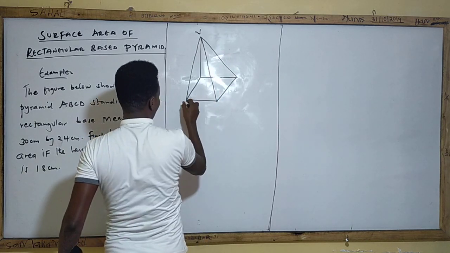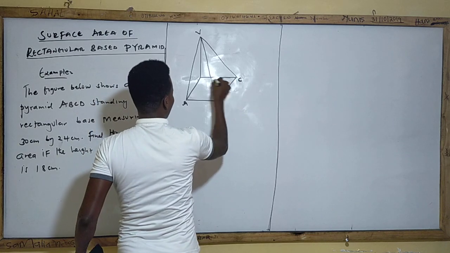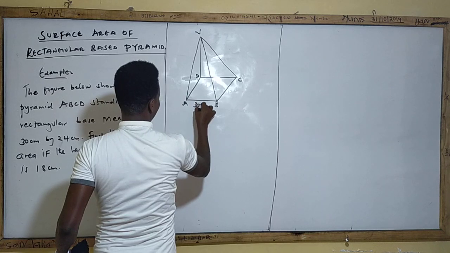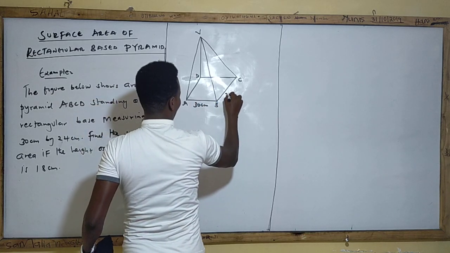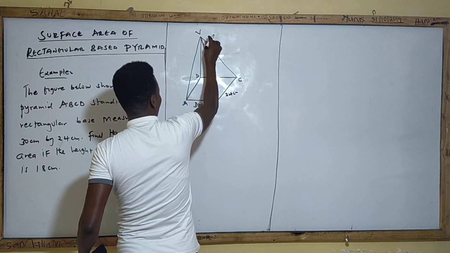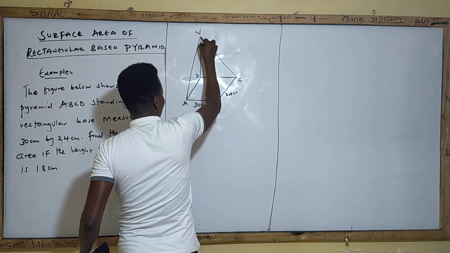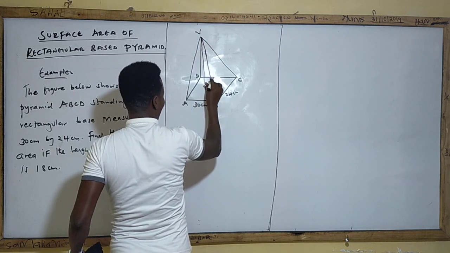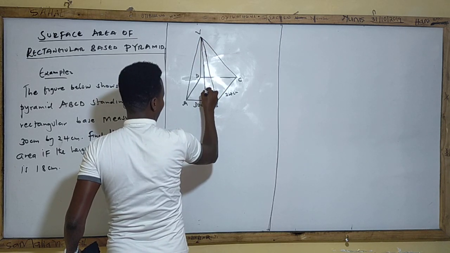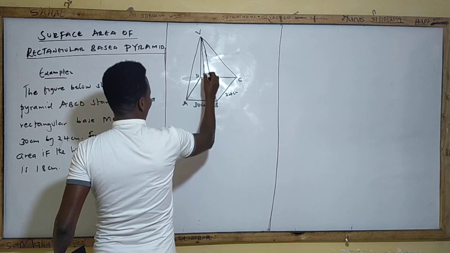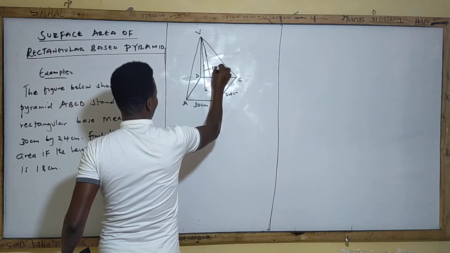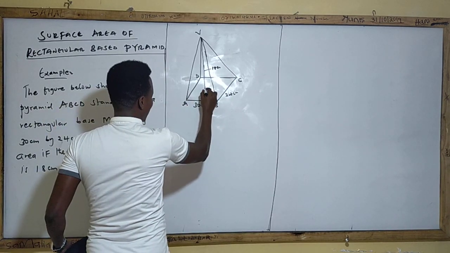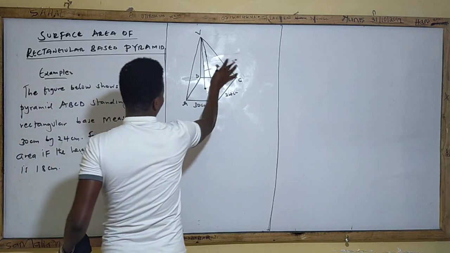So this is V, A, B, C, D. They said what it is measuring: some centimeters by 24 centimeters. They are saying there's a height dropped from this point up to this center, and this is 18 centimeters. The dropped height up to this point is 18 centimeters.